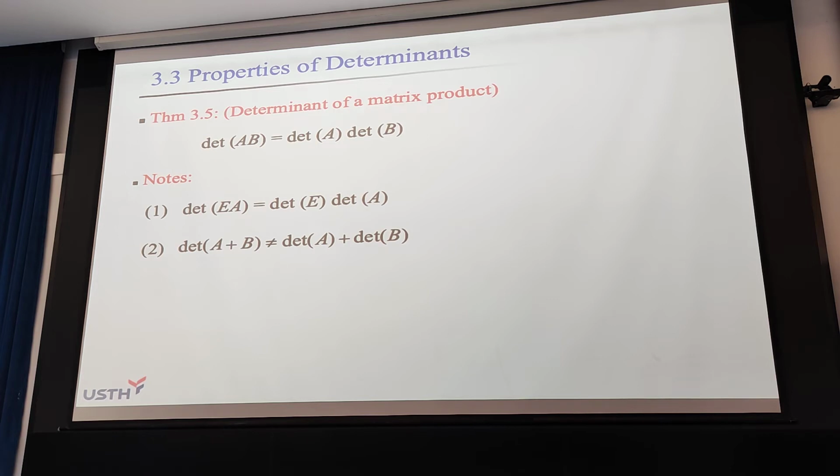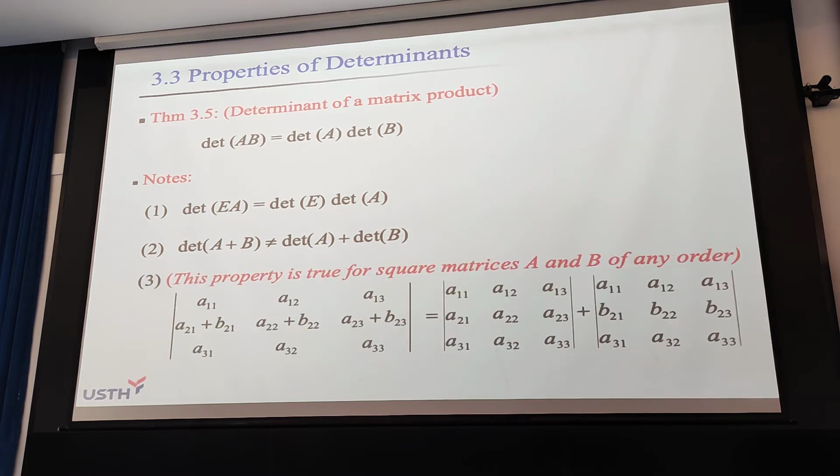However, the second property wants to tell you that the determinant of the sum A plus B is in general different from the determinant of A plus the determinant of B. You can find some counterexample for that. However, here that property is true for square matrices A and B of any order. So I write it only in order 3 by 3. It's easier for you to follow.